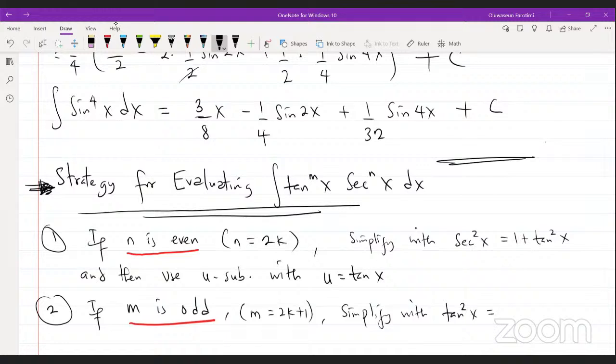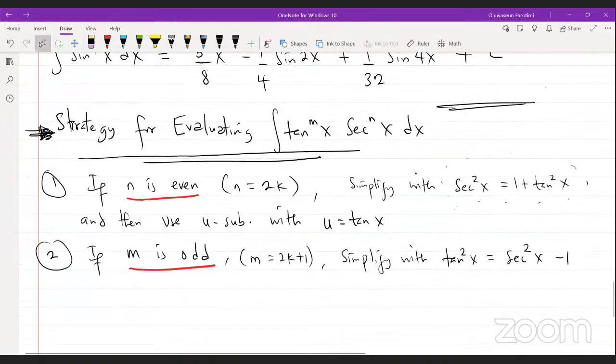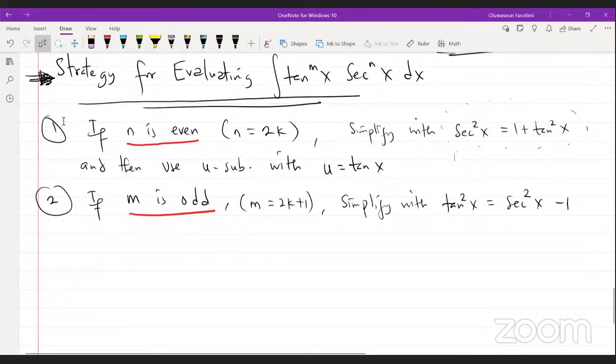tan squared of x equals secant squared x minus 1. Okay, how do I get tan squared of x? It's exactly from this guy. Just make tan squared x the subject of the formula. So remember, it's trigonometric integrals, and we're using the idea of trigonometric identities to be able to solve our integral problem. And then use your u sub with, in this case, u equals secant of x.